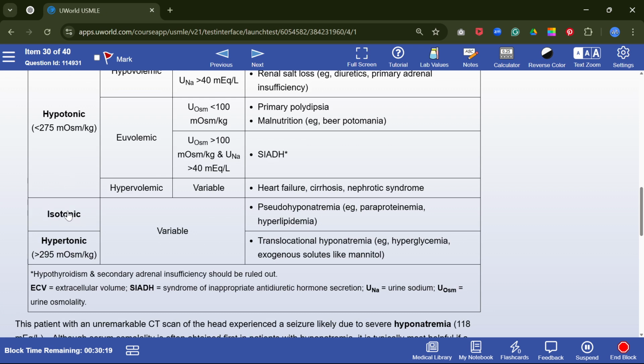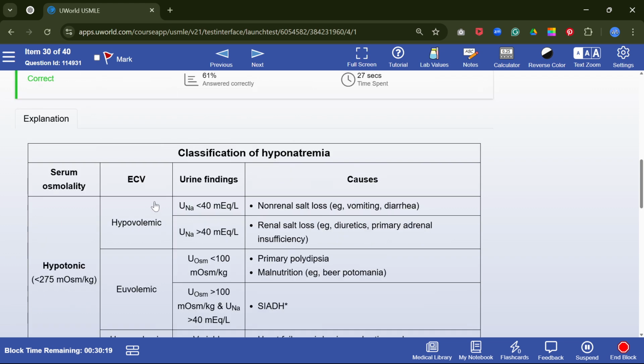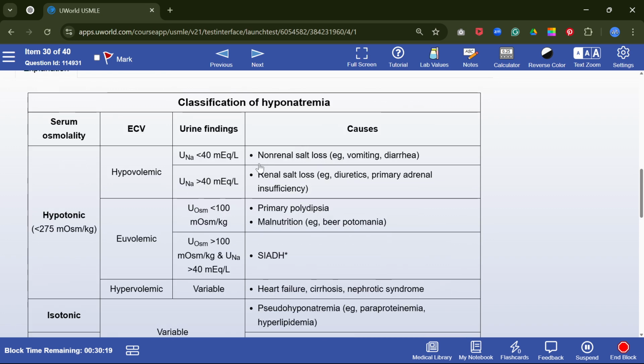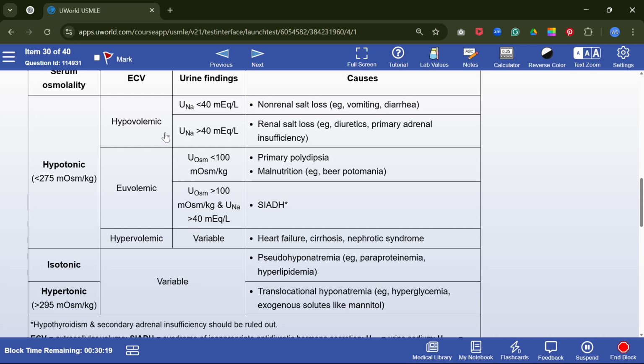If it is isotonic or hypertonic, the osmolarity would be higher. In hypertonic it may be due to translocational hyponatremia like hyperglycemia, and exogenous solutes like mannitol, and isotonic like pseudohyponatremia, paraproteinemia, and hyperlipidemia. Then you should go for the ECV, extracellular volume. In extracellular volume, is it hypovolemia? Is it euvolemia? Is it hypervolemia? So we need to see the volume status.